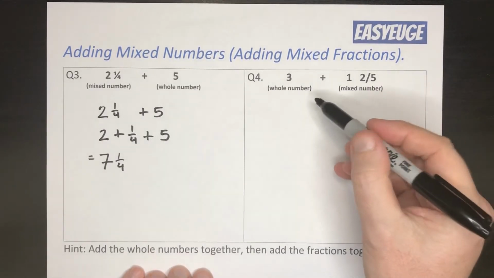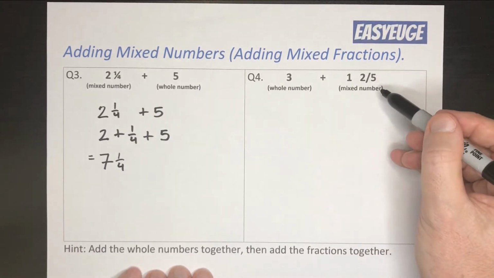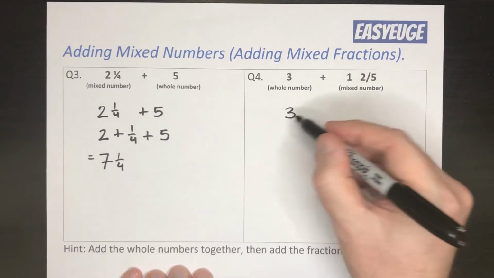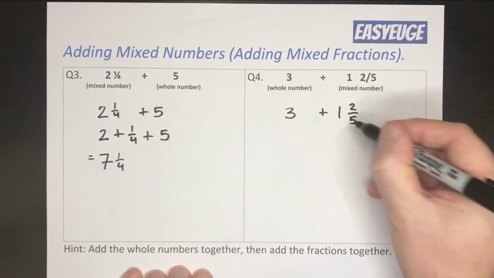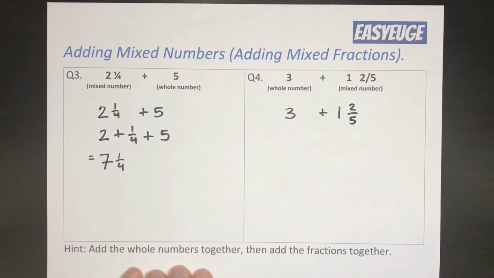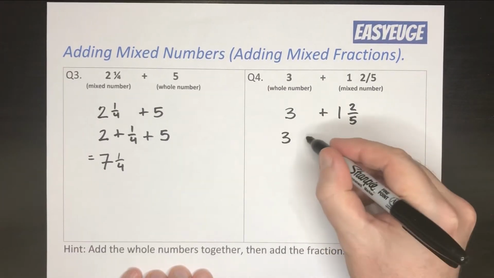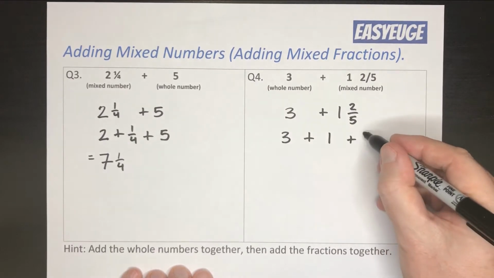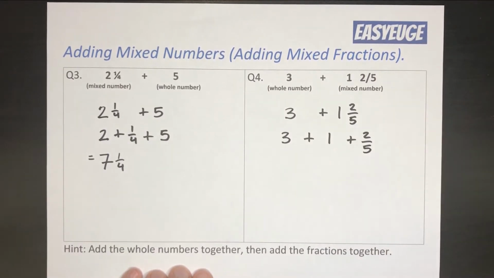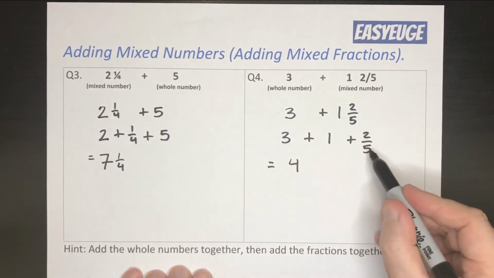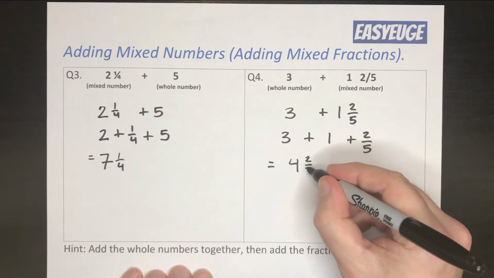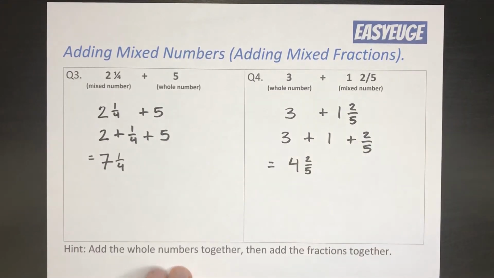The next example is where we have a whole number and we're adding on a mixed number. So let's write that down again. 3, and we're going to add on 1 and 2/5. And now you know what to do. Let's rewrite this. 3 plus 1 plus 2 over 5. And that is the same as 3 and 1, which is 4. Add on the 2/5, 4 and 2/5. And there you go. That's adding mixed numbers with whole numbers.